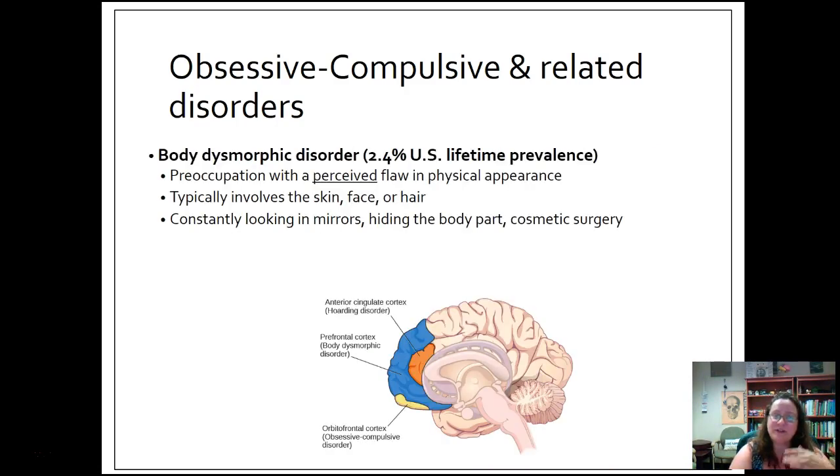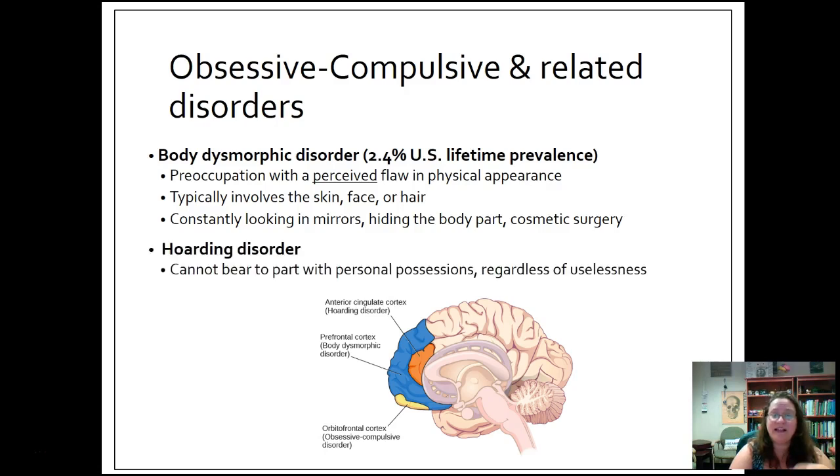Body dysmorphic disorder is another one of the related disorders with OCD. With this, it's a preoccupation with some kind of perceived flaw. So many times other people don't even notice whatever it is this person thinks is so terrible, but they focus on some part of the body, often the skin, face, or hair, and think that it's really, really problematic or troublesome. So we see individuals then looking in mirrors, trying to hide the body part, and sometimes even engaging in cosmetic surgery.